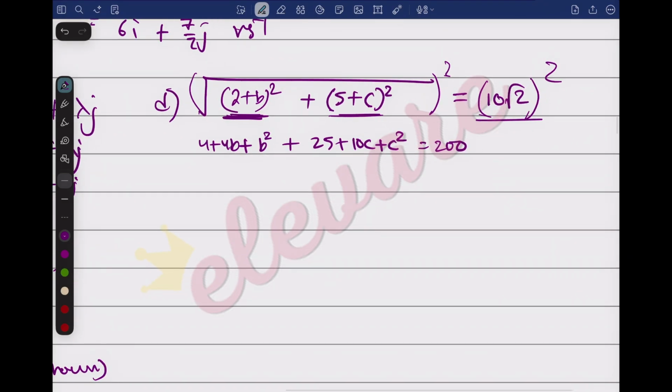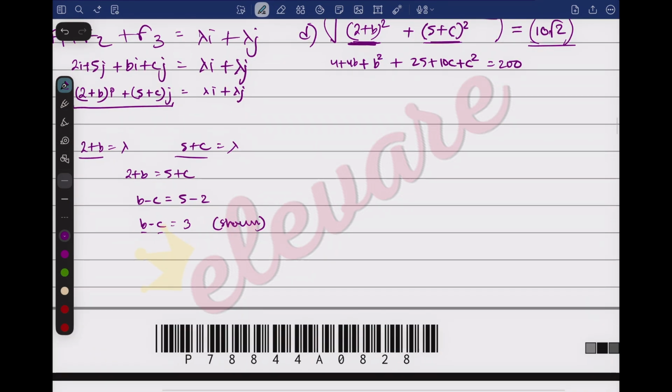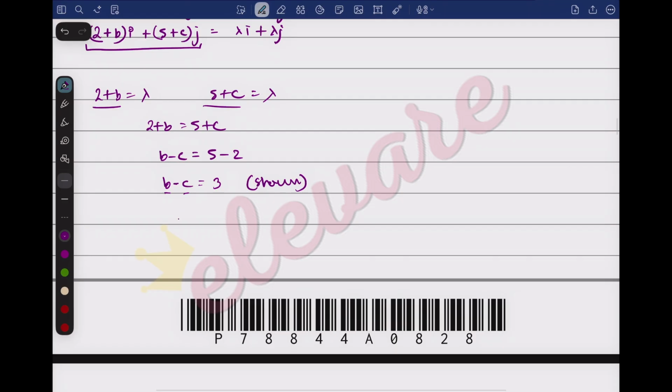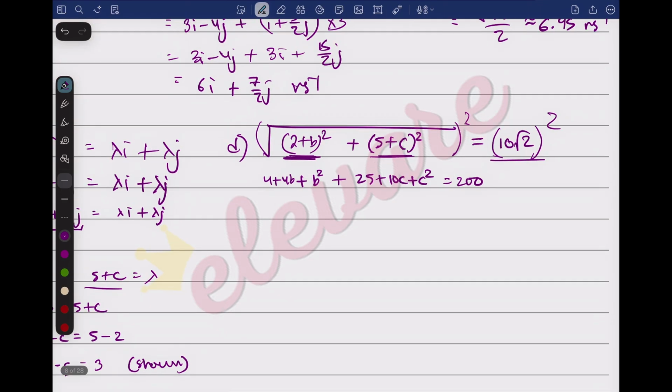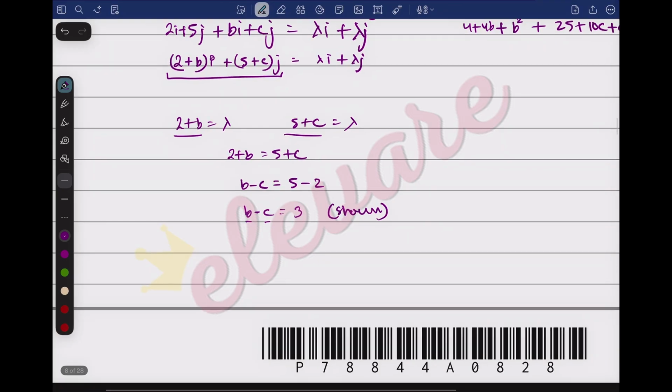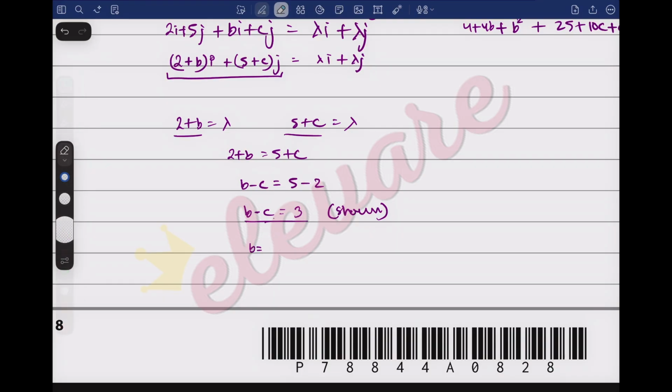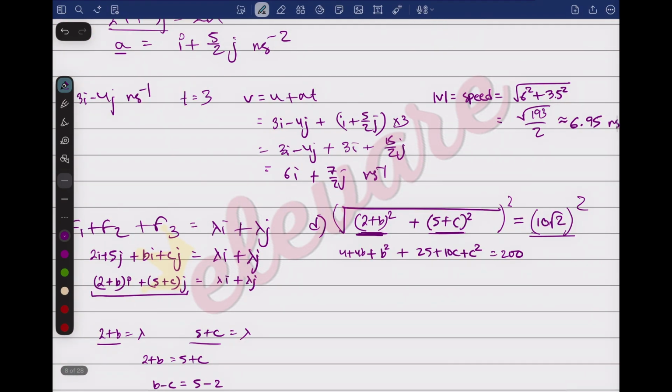Now you can see that this equation is a bit messy. You have b squared, you have c and c squared. So the ideal thing to do here would be to eliminate b or even c, but we can do either. Let's eliminate b. So we're going to make b the subject from this equation. b is equal to c plus 3, and we're just going to substitute that in place of b in this equation.